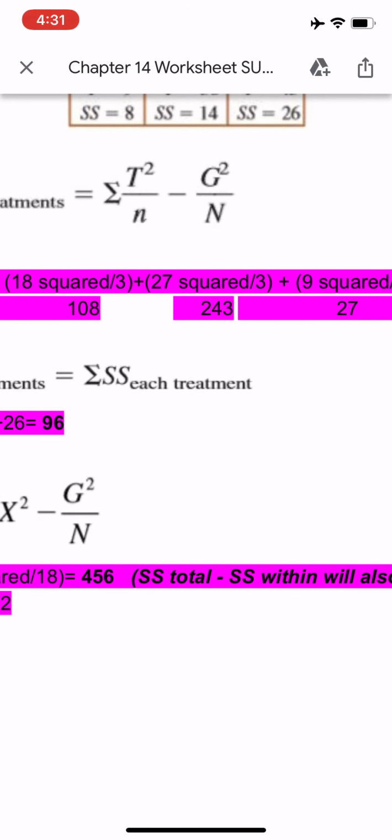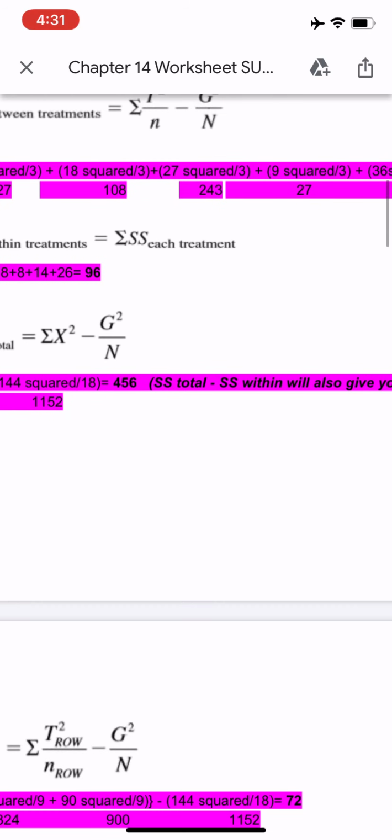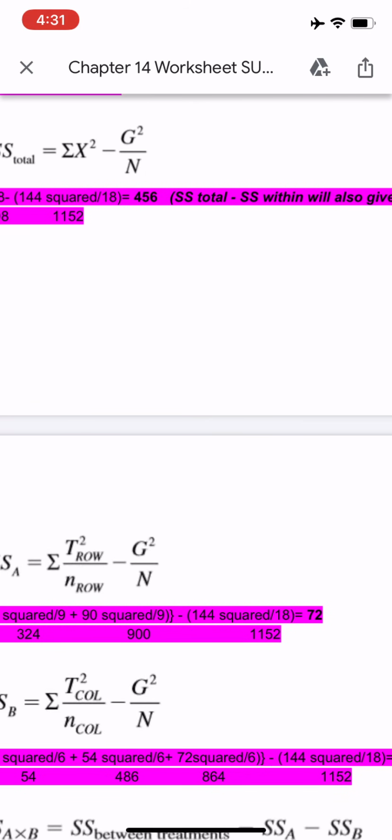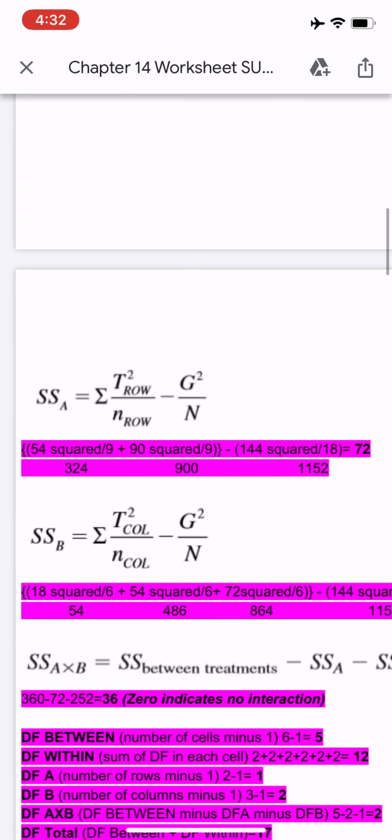Once you do it twice and you get the same answer, you could be confident you got it right, and then you could just use that number and plug it in wherever else you see it in any other formulas. As you see, it's there too. So you get 72. And SSB is the same concept, only you're going to use T columns and N columns.